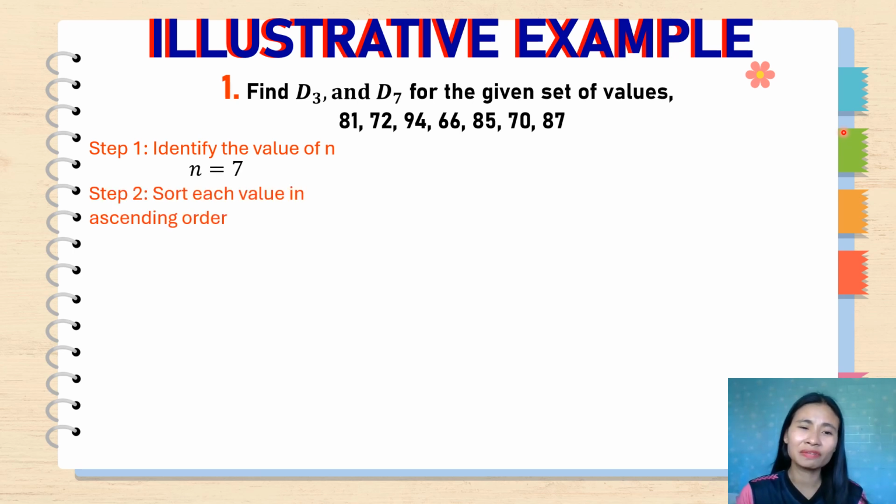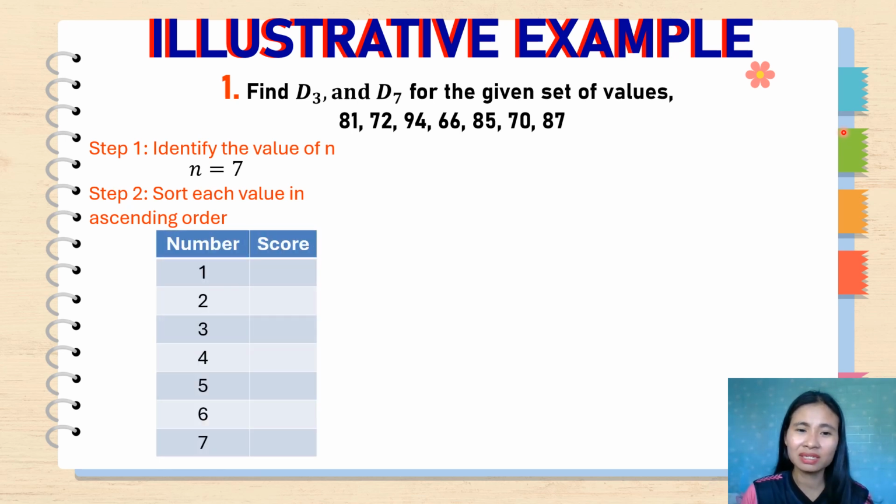Next, sort each value in ascending order. So again, in sorting, the values should be in ascending order, that's from least to greatest. Since there are 7 data, we will create a table with 7 numbers. Our first number is 66. I am still crossing out the numbers so you will not be confused whether a number is already listed or not. Followed by 70, then we have 72, then 81, 85, 87, and lastly we have 94.